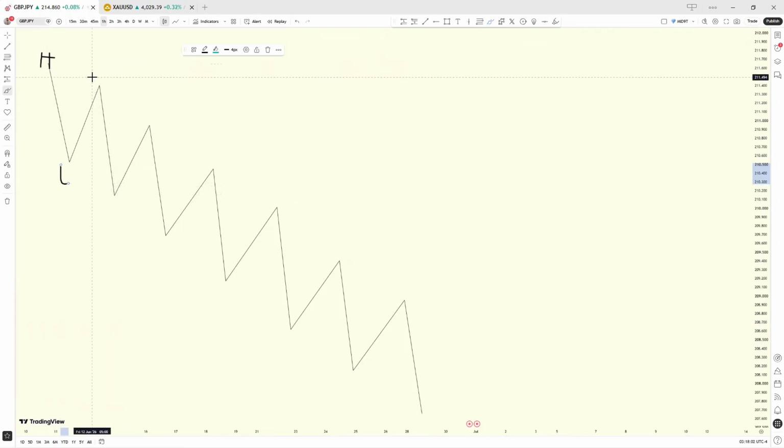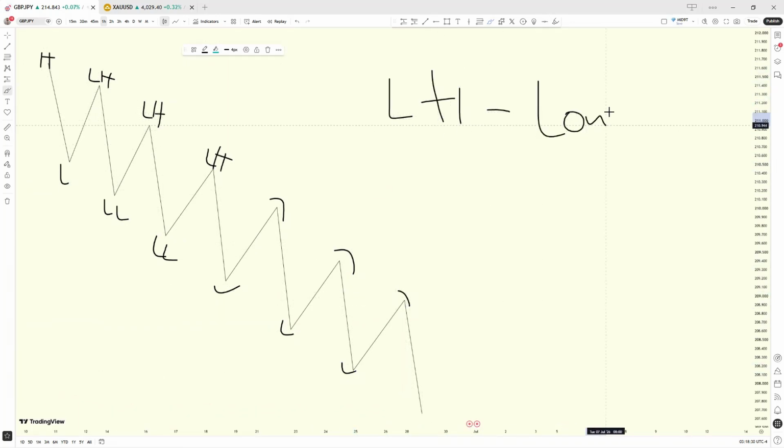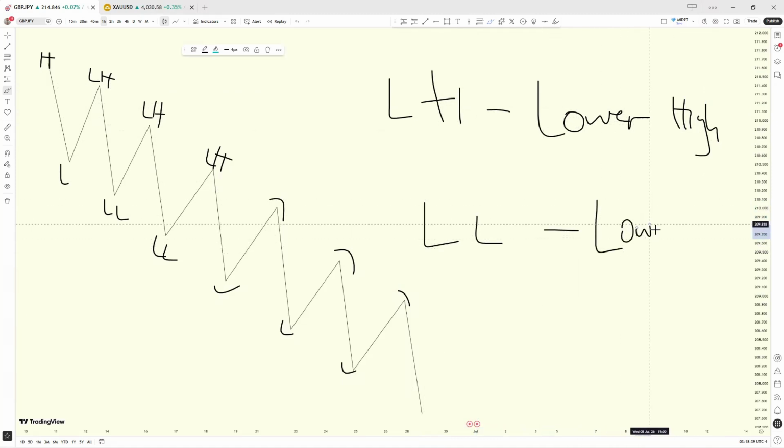So what do we call this here? It is a lower high, not higher low, lower high. And this here is a lower low. All right, lower high, lower low, lower high, lower low, lower high, lower low, lower high. So the LH here is lower high, and the LL is lower low. That's the terminology for it. It's as simple as that.